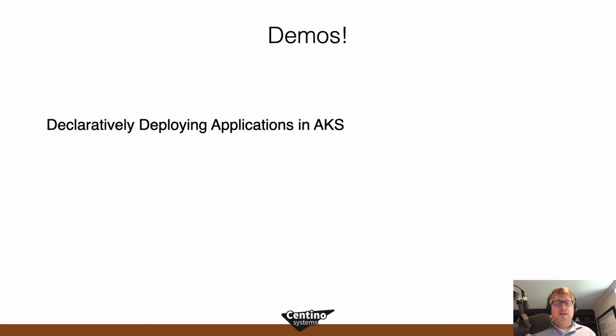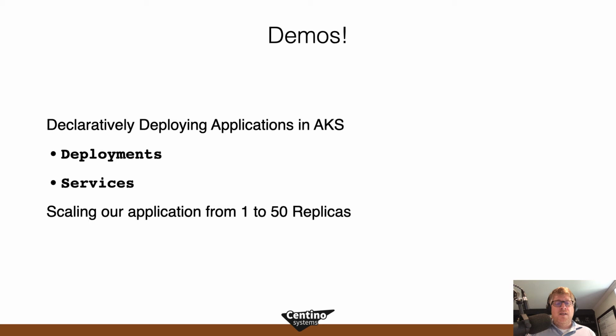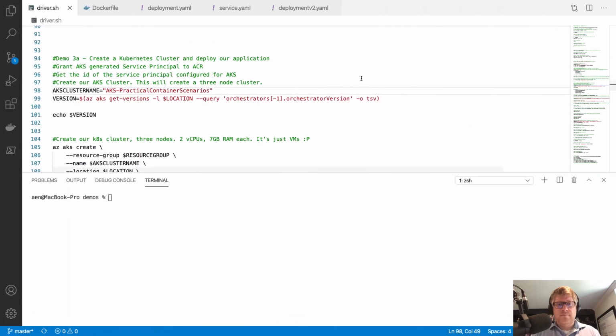Let's go ahead and get into some demos where we're going to declaratively deploy some applications inside of AKS. We're going to look at deployments specifically and services. And then we're going to take our application that we deployed in ACR and deployed inside of AKS and scale it from 1 to 50 replicas in one line of code. A fantastic piece of functionality there that I love demonstrating.